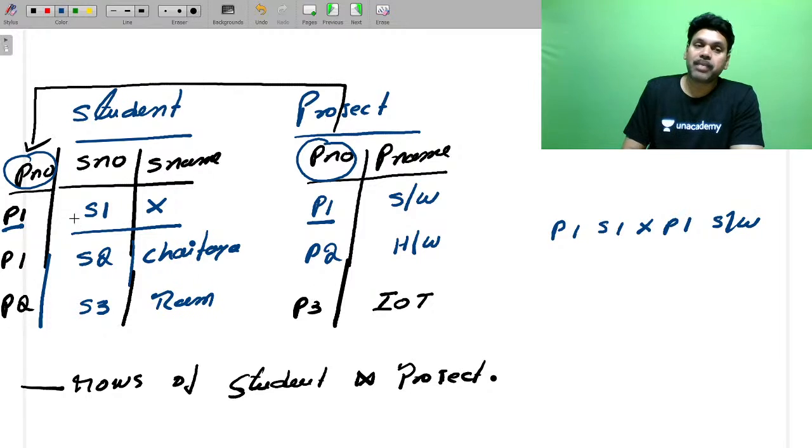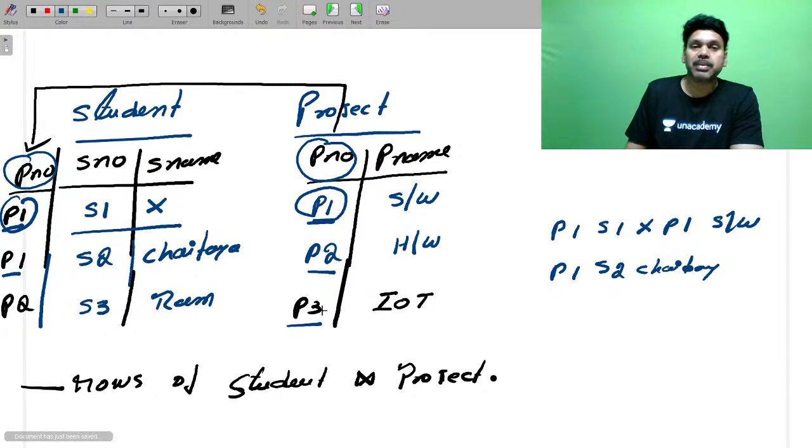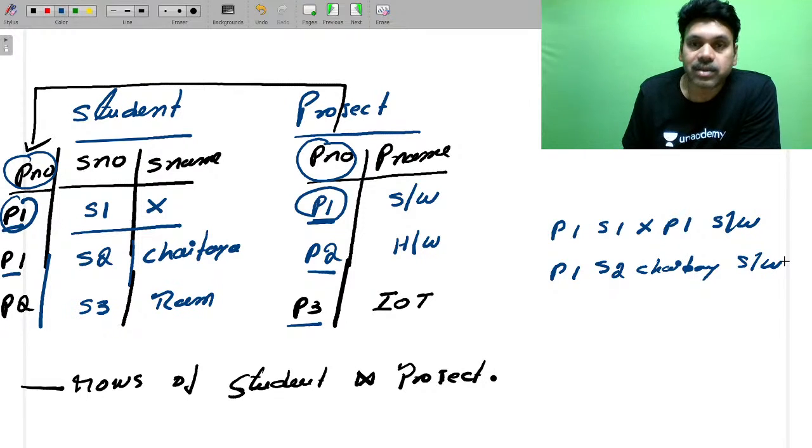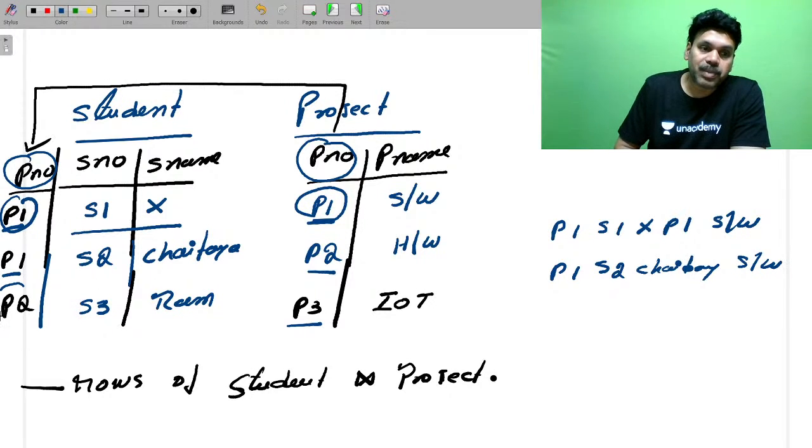So this P1 cannot map with others. So mapping done. Next, P1, S2, Chaitanya, not X now. So S2's name is Chaitanya and his project number maps to this. It cannot map with P2 and P3 because data is not common. So P1 and P1 are the same, so he is also going to get software.